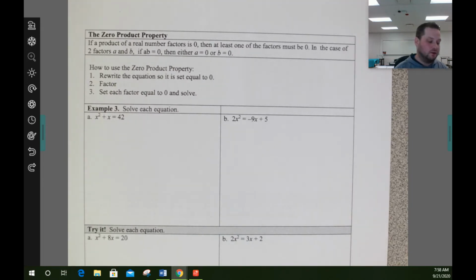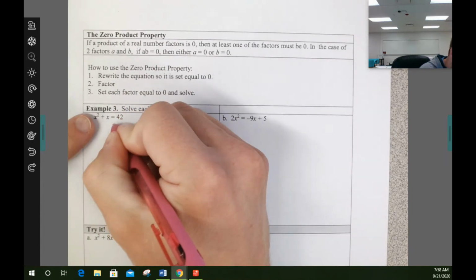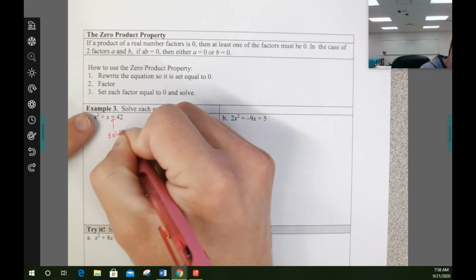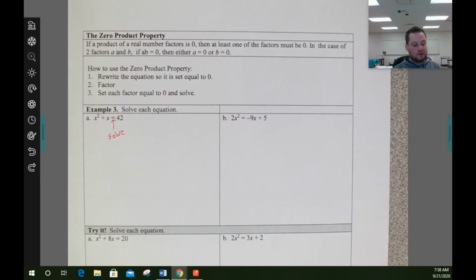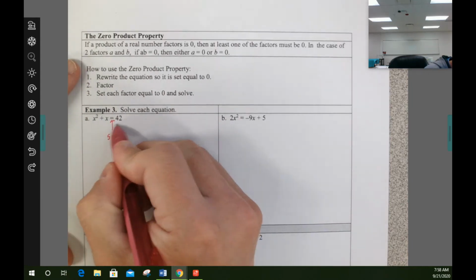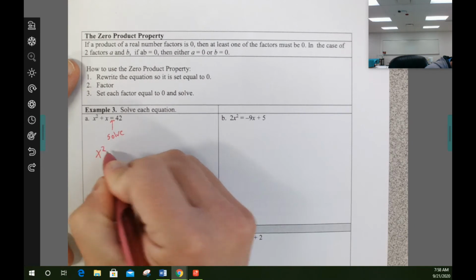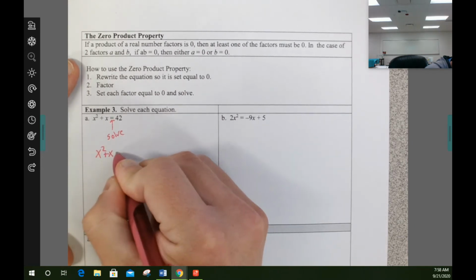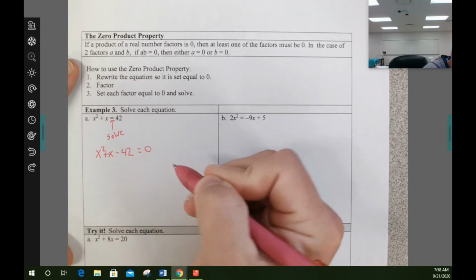What we're going to talk about is solving. Okay, and we kind of did this a little bit the first week. You're going to be asked to solve or find the zeros for these functions. Okay, so when I look at example 3, I have x squared plus x equals 42. I know when we have an equal sign, we need to solve. Okay, so remember, when we solve, we need to rewrite the equation so it's equal to 0. So I need to move that 42 over. Doing that, I'm going to be left with x squared plus x minus 42 equals 0.